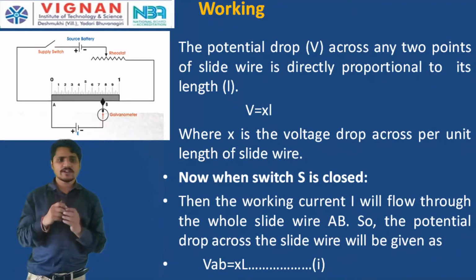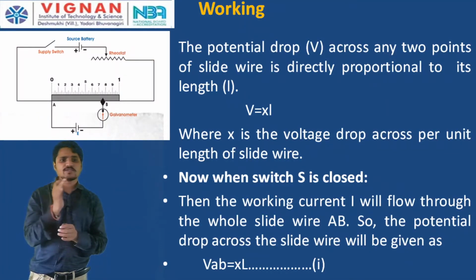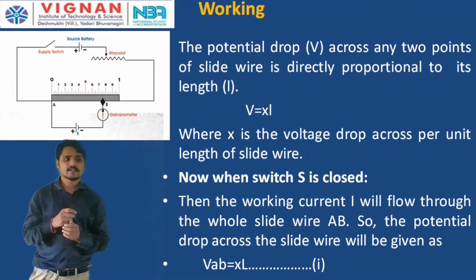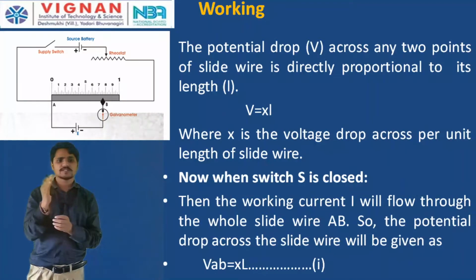Now our next duty is to change the sliding contact of the galvanometer until we obtain the null deflection in the galvanometer. That means by changing the sliding contact, we obtain the null deflection in the galvanometer. Now let us assume that this null deflection is obtained at a point C on the slide wire.